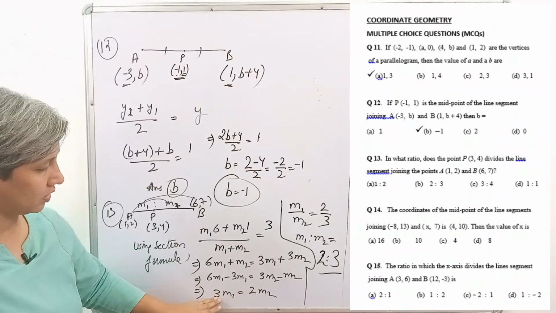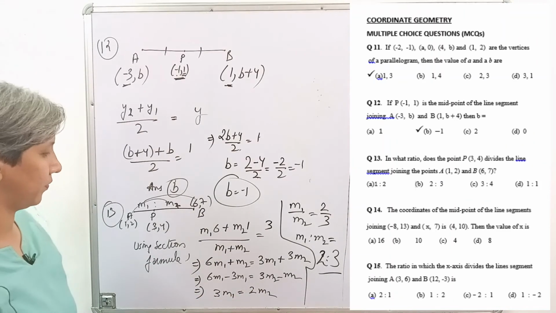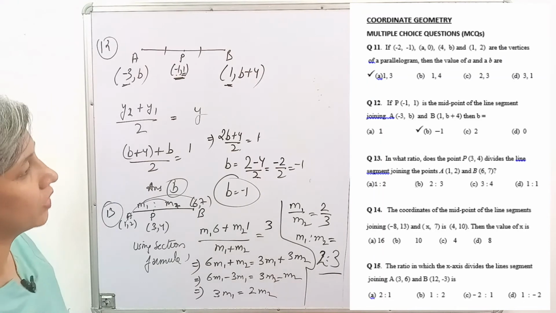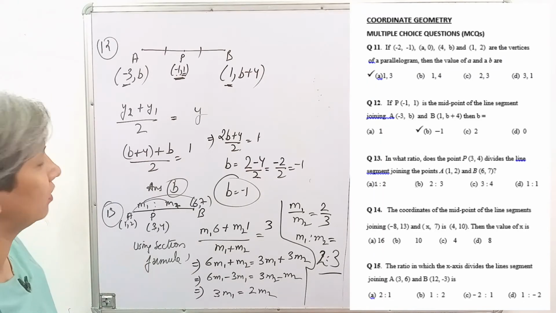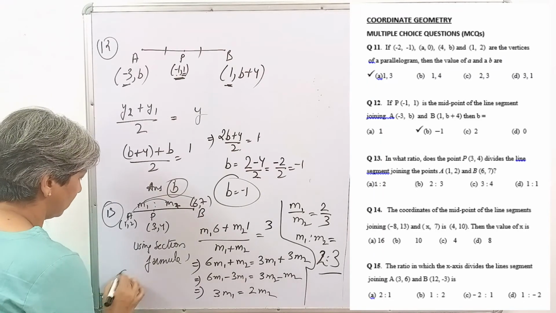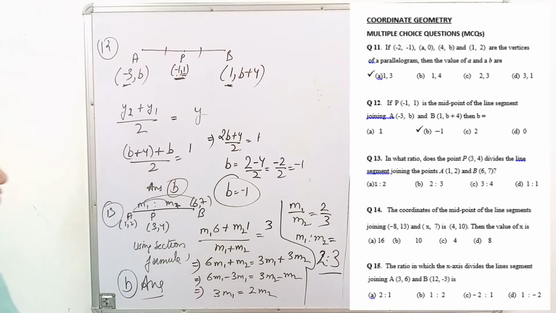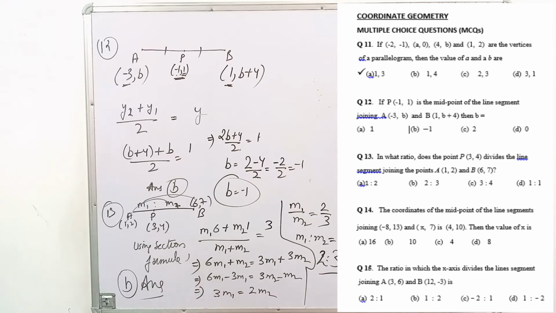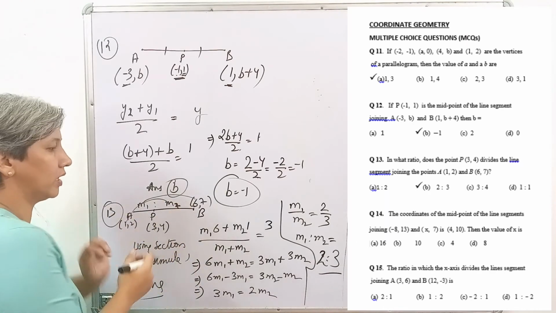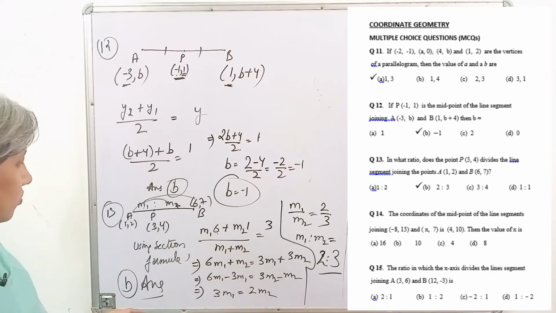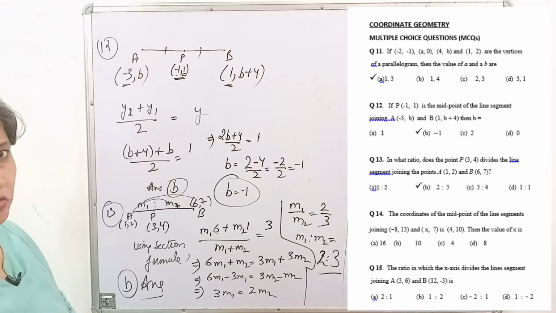m2 came down, 3 went to the other side, 2:3, right? So do we have the answer? Right, B. Question 13, B is the answer. 2:3 is the ratio in which P is dividing AB. So this is what the question was all about.